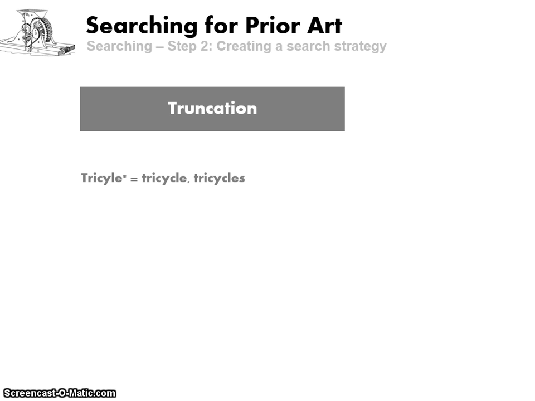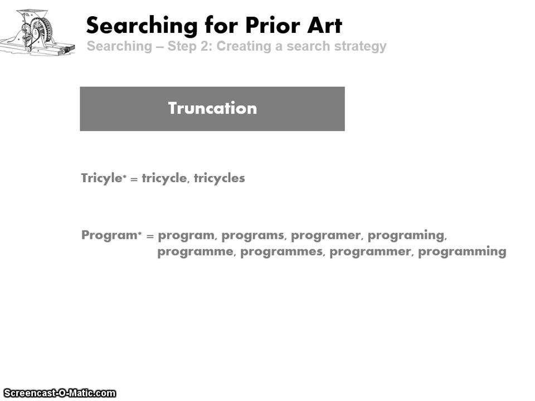This function can be used for finding more than just singular or plural forms of a word. So for example, if I was looking for the word programming, I could instead enter the word program with a truncation at the end. This would allow me to find all documents that contain any variation of the word program, such as programs, programmer, programming, as well as the British or American spelling of the word.